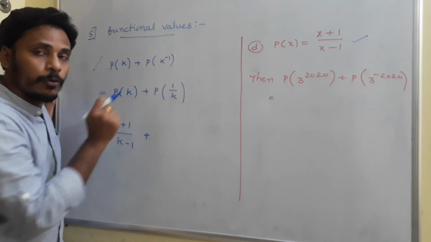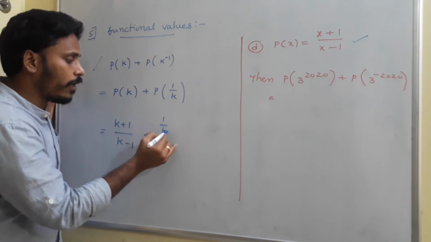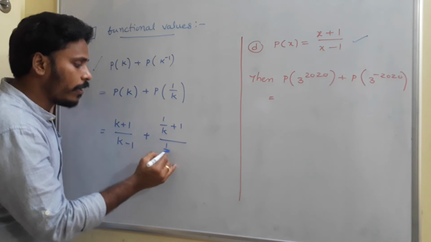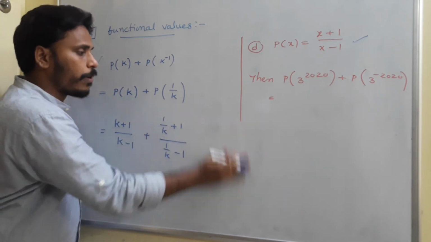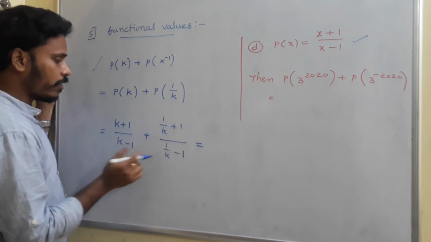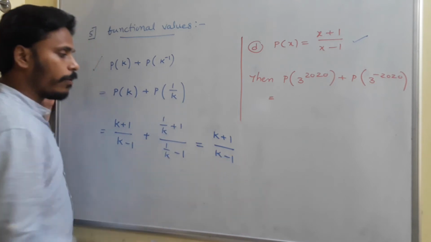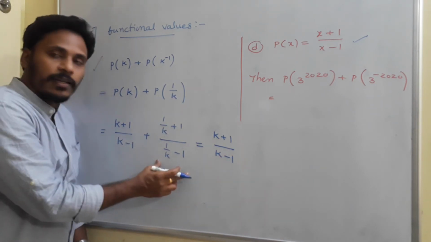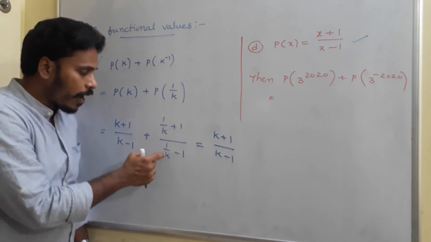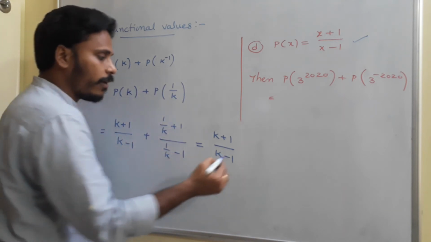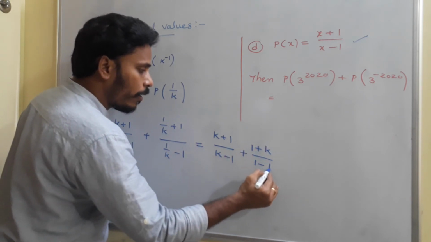Plus what to say about p of 1 by k? So we need to replace x with 1 by k. So 1 by k plus 1 divided by 1 by k minus 1. We need to simplify this. As a part of simplification, the first term is as it is, which is k plus 1 divided by k minus 1. And the second term, you just take LCM, it becomes 1 plus k by k, and here it becomes 1 minus k by k. So plus 1 plus k divided by 1 minus k.